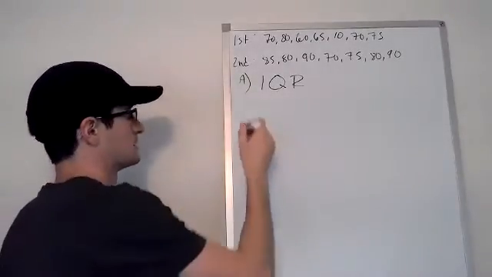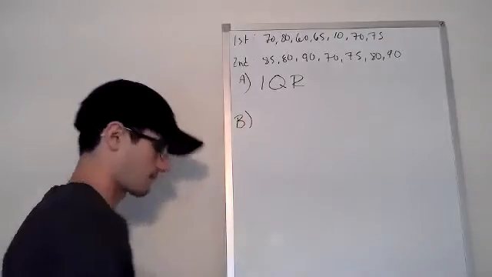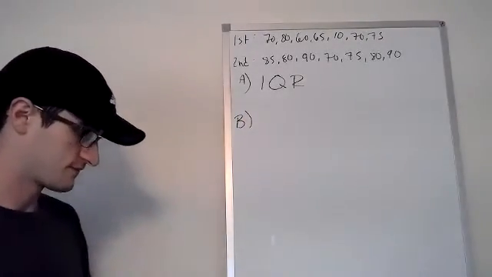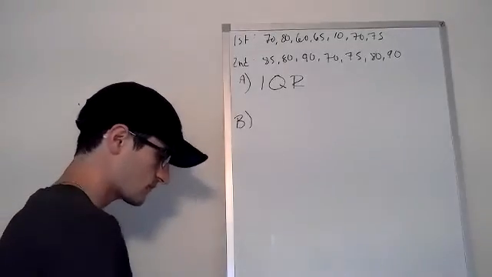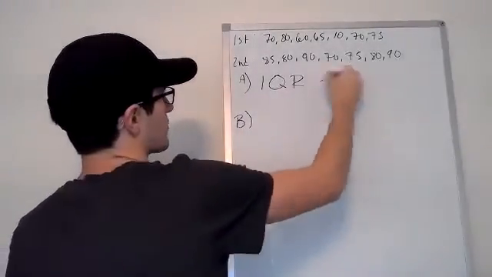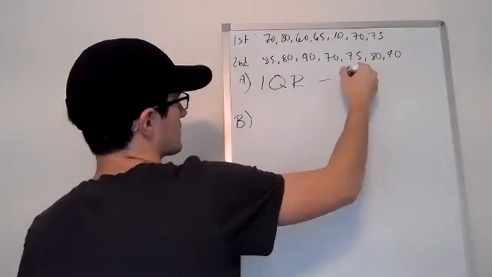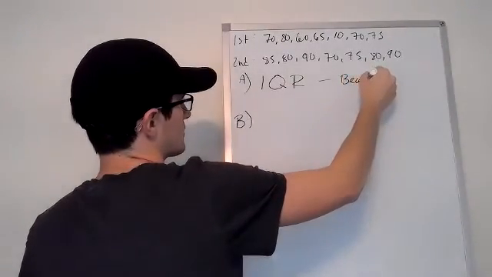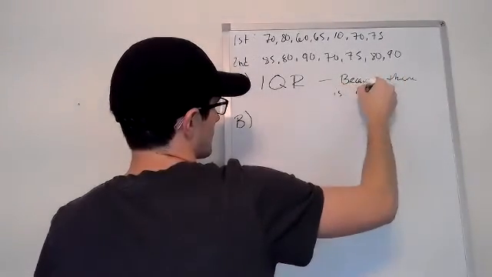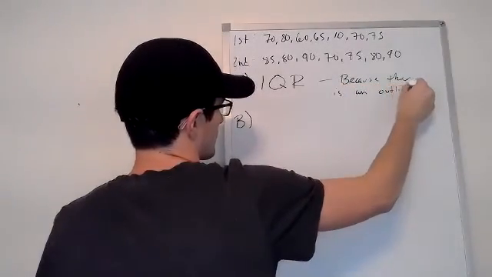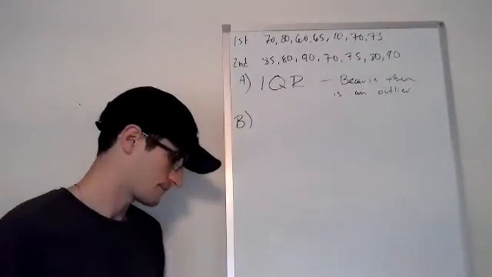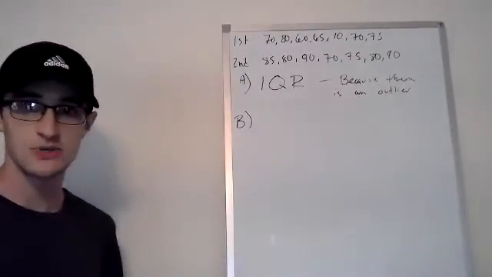And for part B, we got to actually use it and actually find the IQR. However, the reason we're using that is because there is an outlier. All right. So for part B, you got to actually use that.